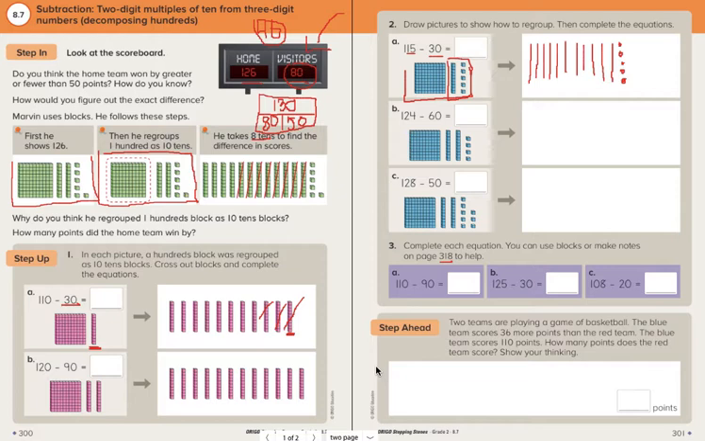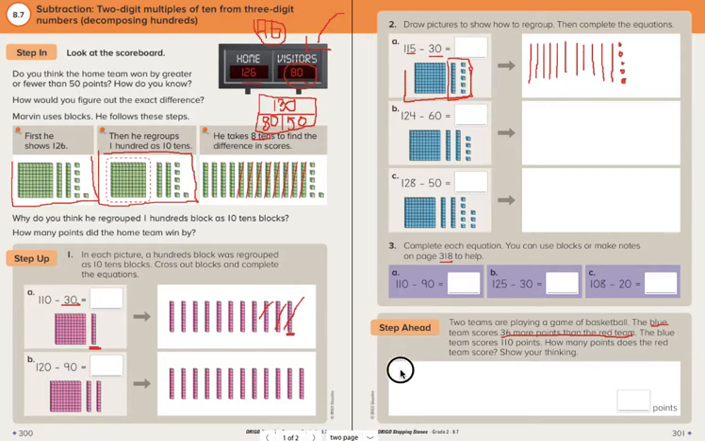And the step ahead. 2 teams are playing a game of basketball. The blue team scores 36 more points than the red team. 36 more. So that was the blue team. The blue team scores 110 points. How many points did the red team score?